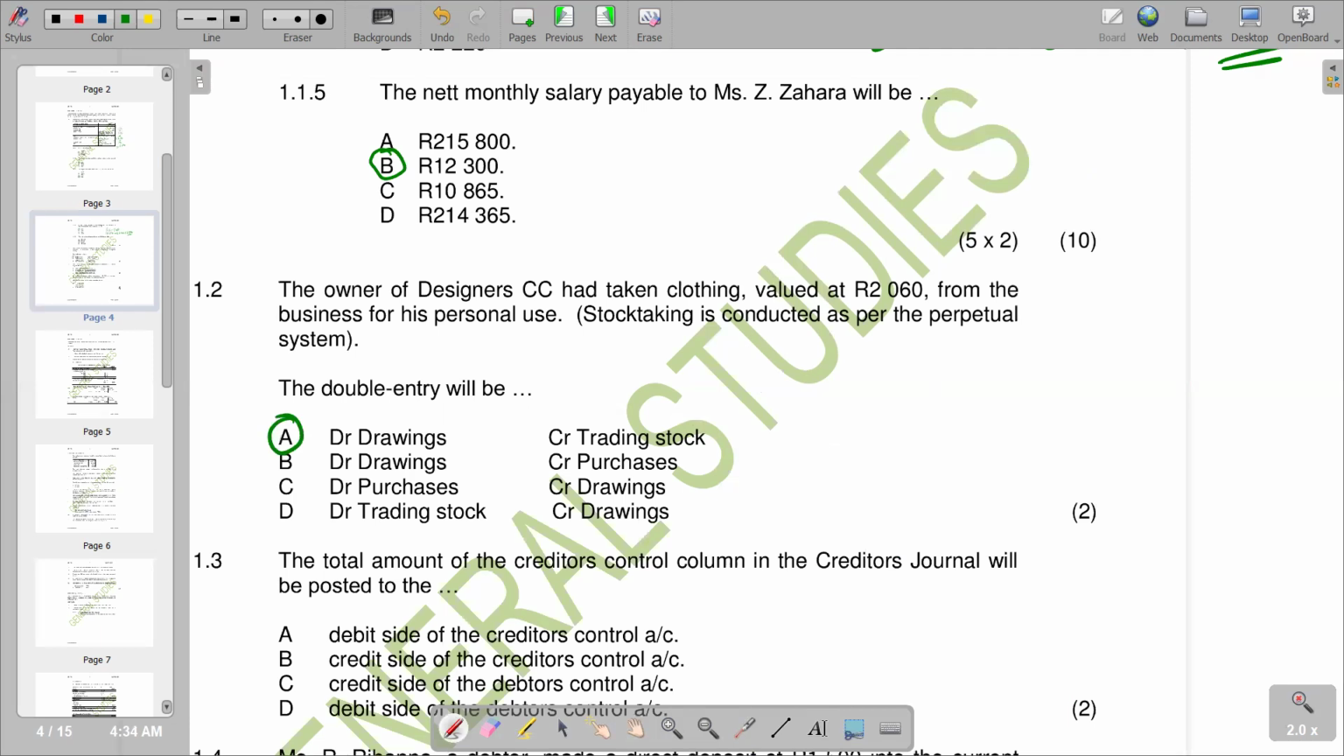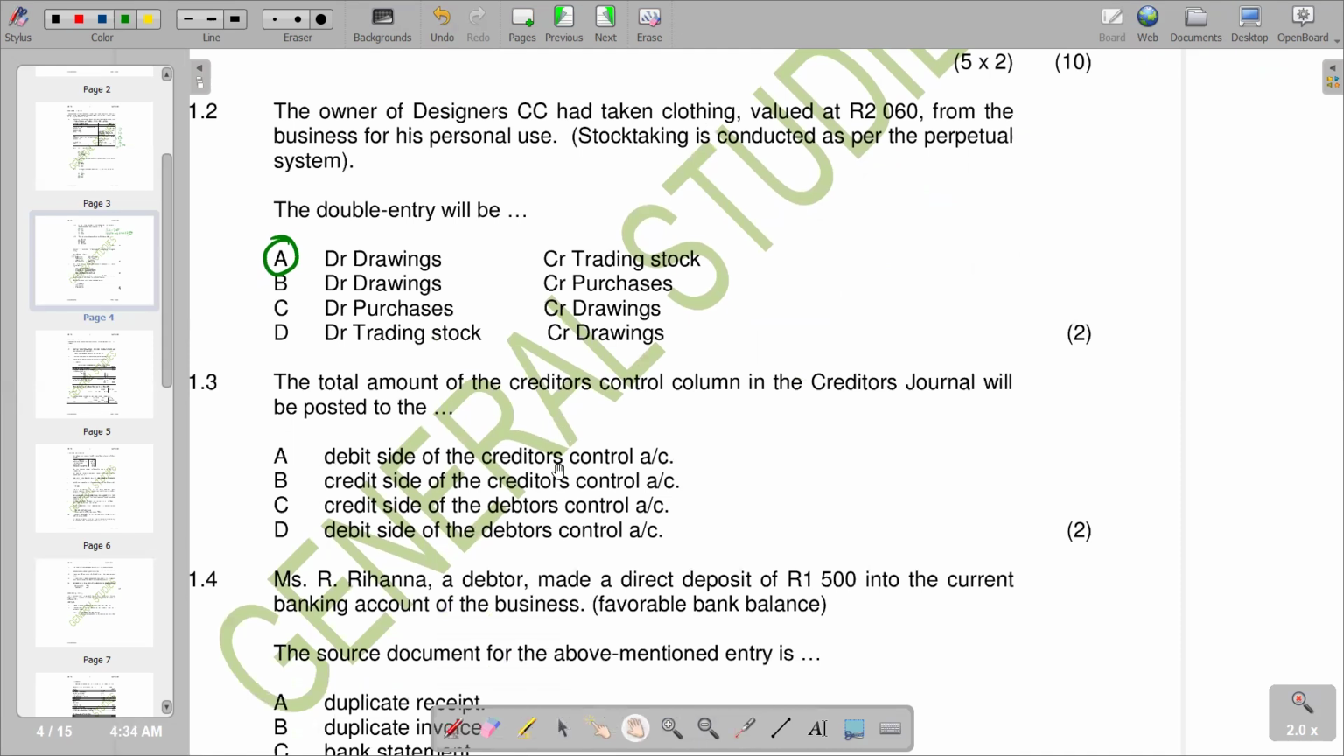Then 1.3, the total amount of the creditors control column in the creditors journal will be posted to. Let's just try to see. Obviously, it will be the credit side of the creditors control. The credit side of creditors control is on B. So for 1.3, our answer is B.